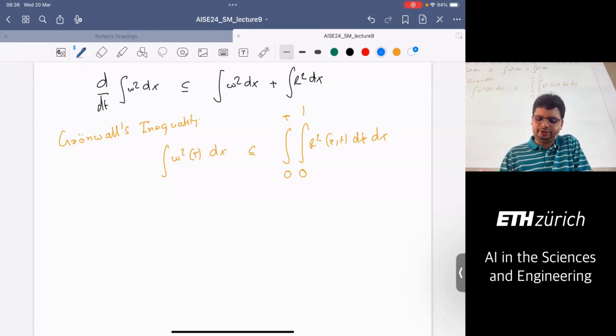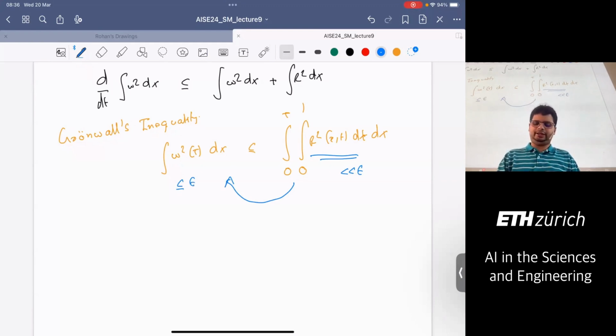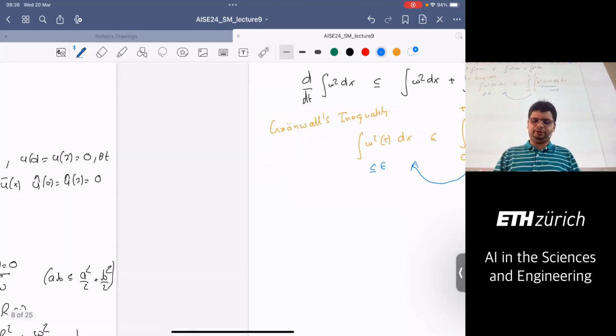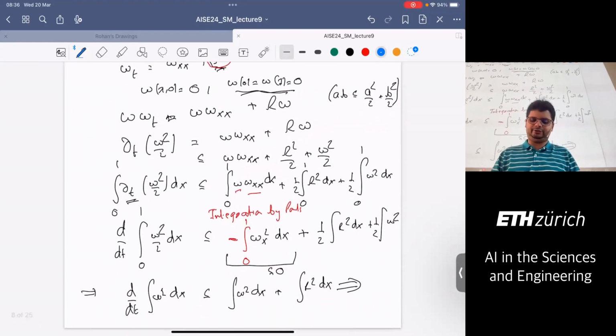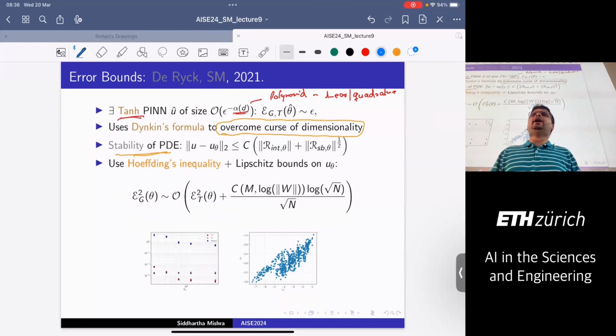So as a consequence, if the residual can be made small, then automatically the error can be made small, right? So this is all that is there. You can see that we have leveraged the stability of the PDE. The details of the proof are not important because it's essentially a few lines. But essentially we have leveraged the stability of the PDE and concluded that if you have a small residual, then you can have a small total error.